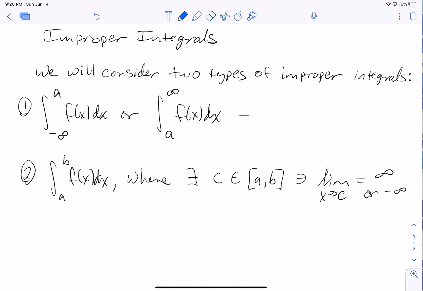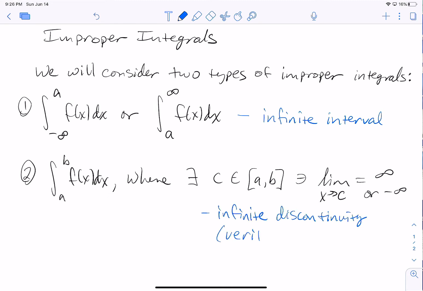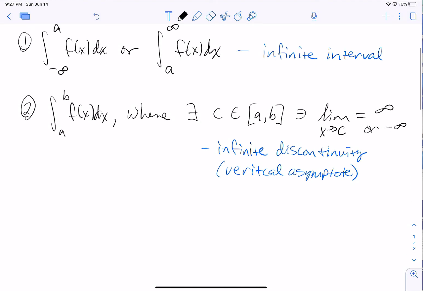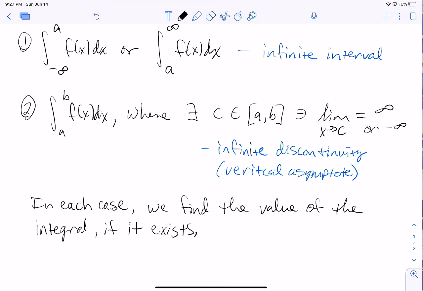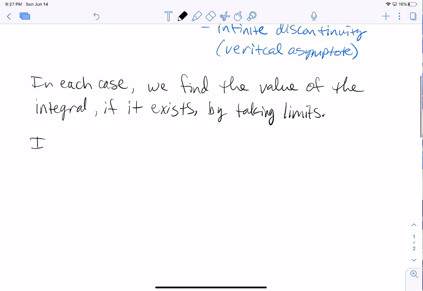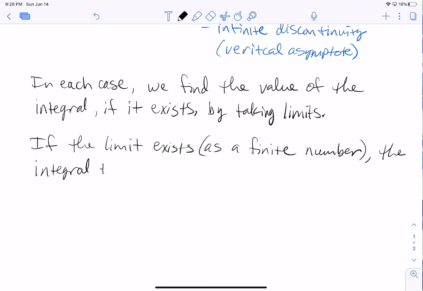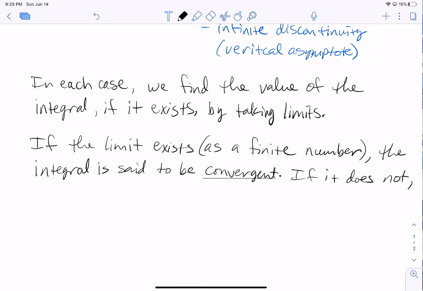The first type we can characterize as being an infinite interval. For the second type, we can characterize the situation as having an infinite discontinuity, otherwise known as a vertical asymptote. In all of these cases, we find the value of the integral, if it exists, by taking limits. If the limit exists as a finite number, then the integral is said to be convergent. If it does not, and that means it either does not converge to a number or the answer is infinity, then it is divergent.